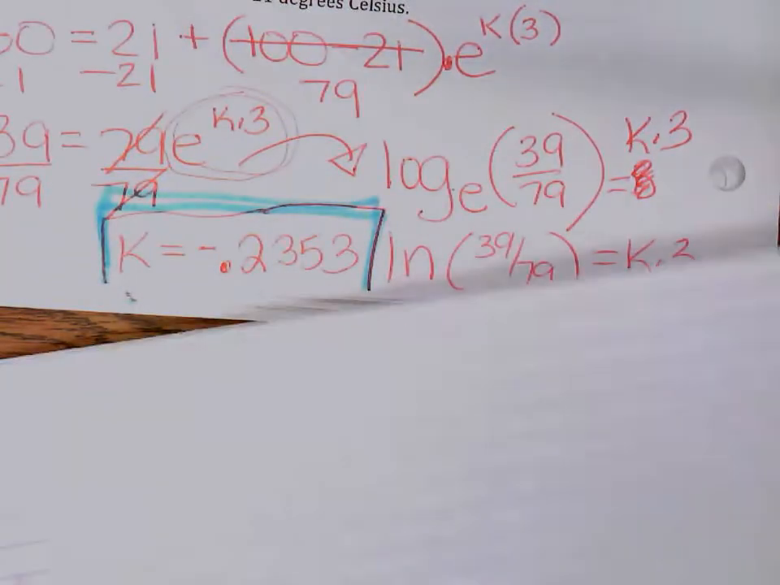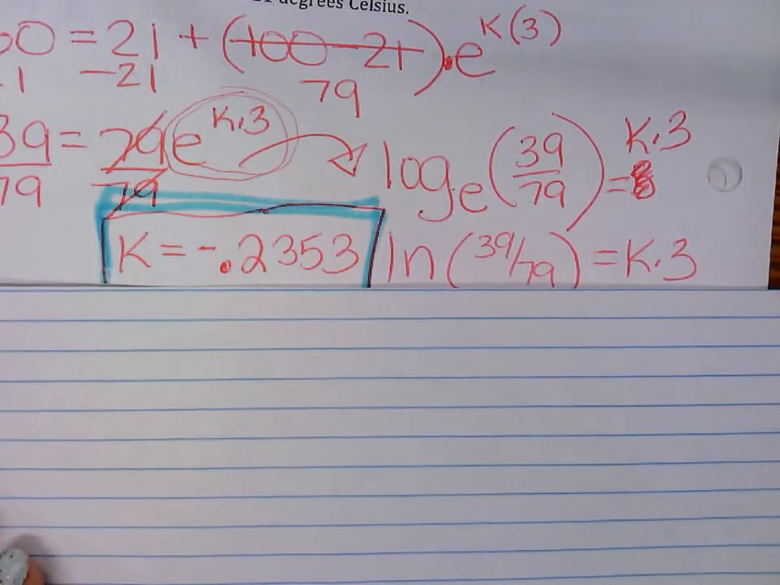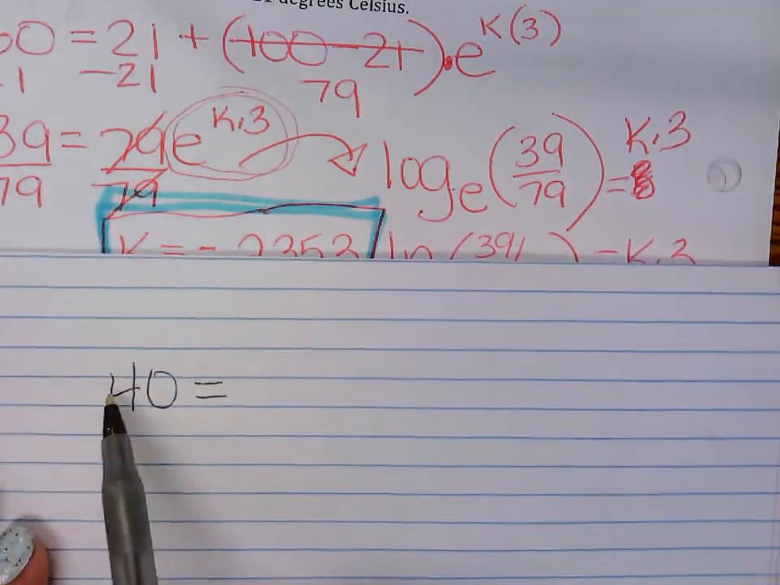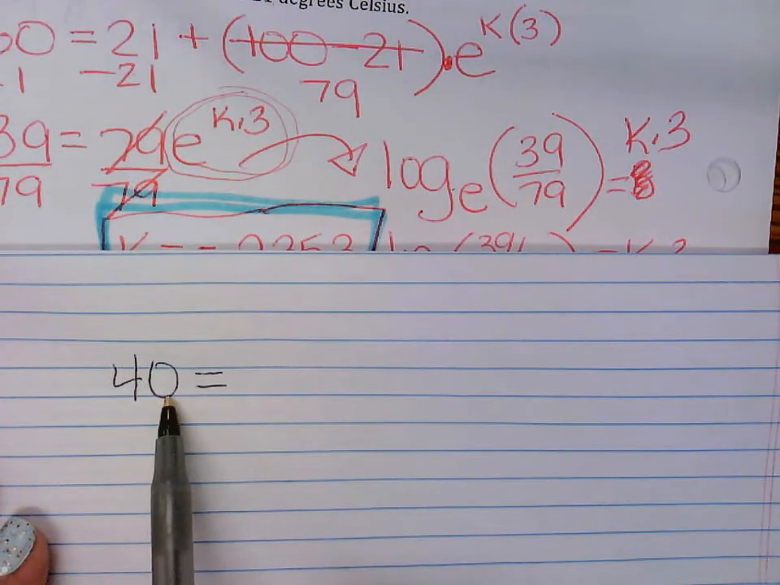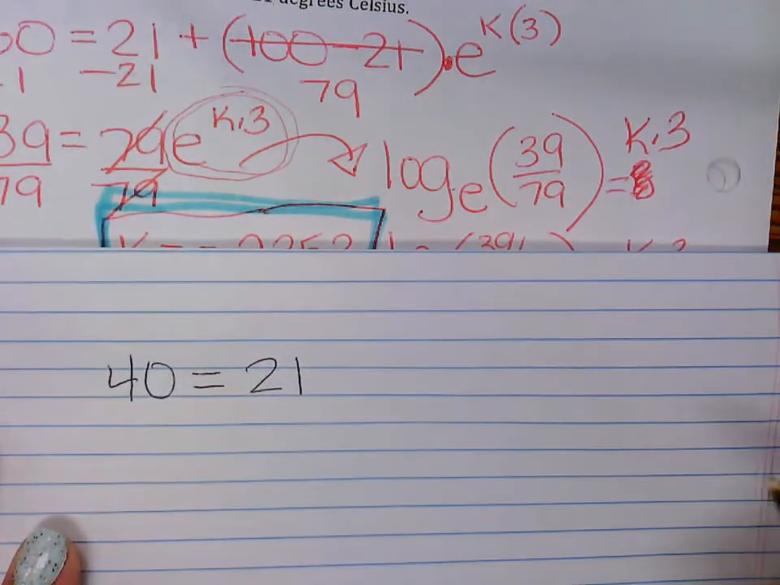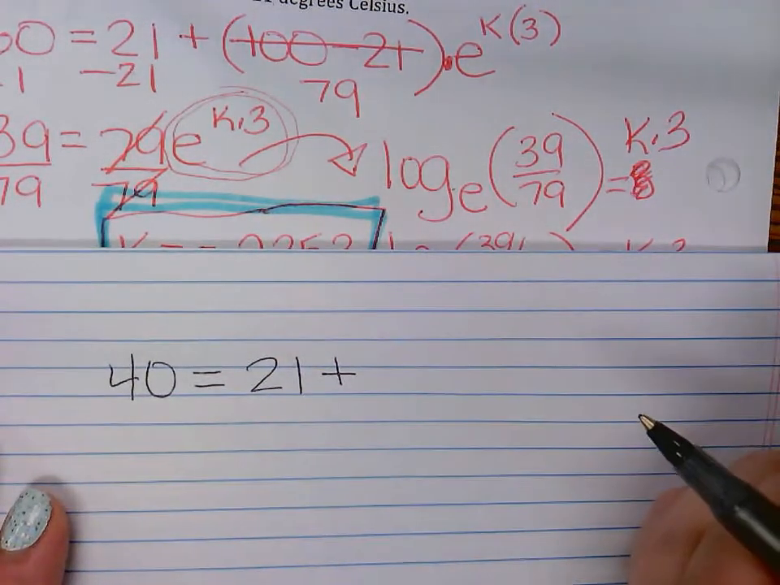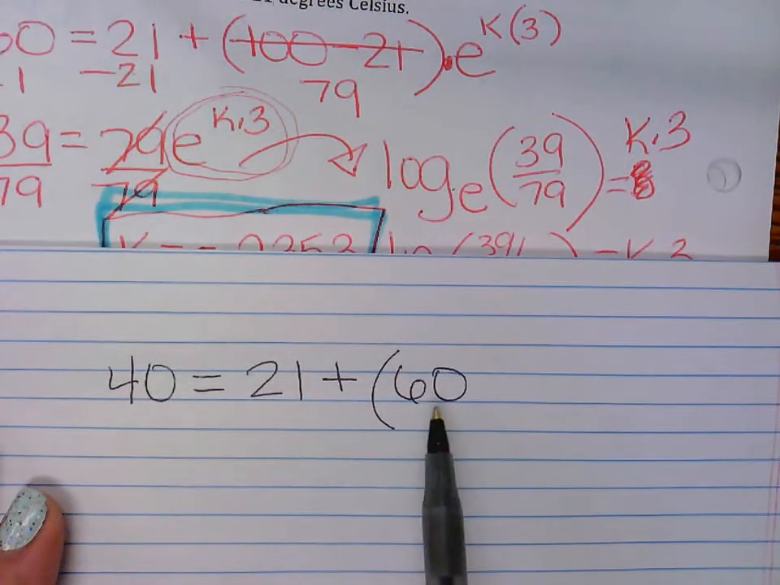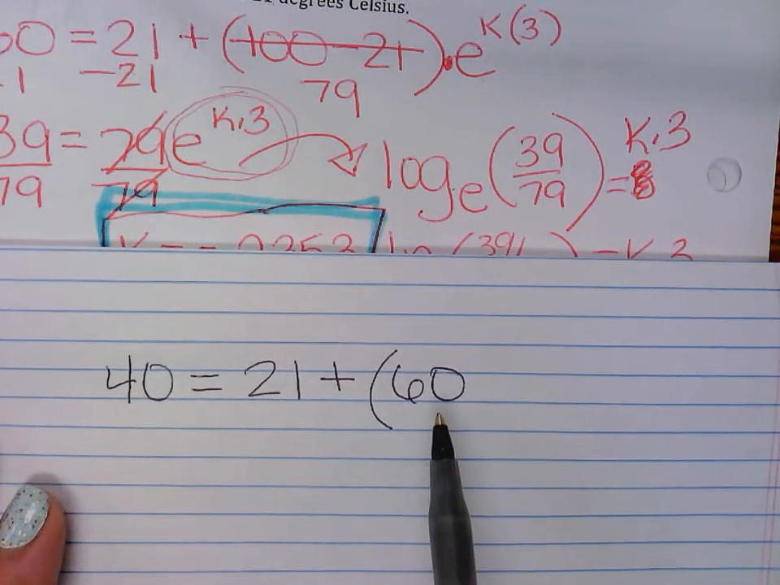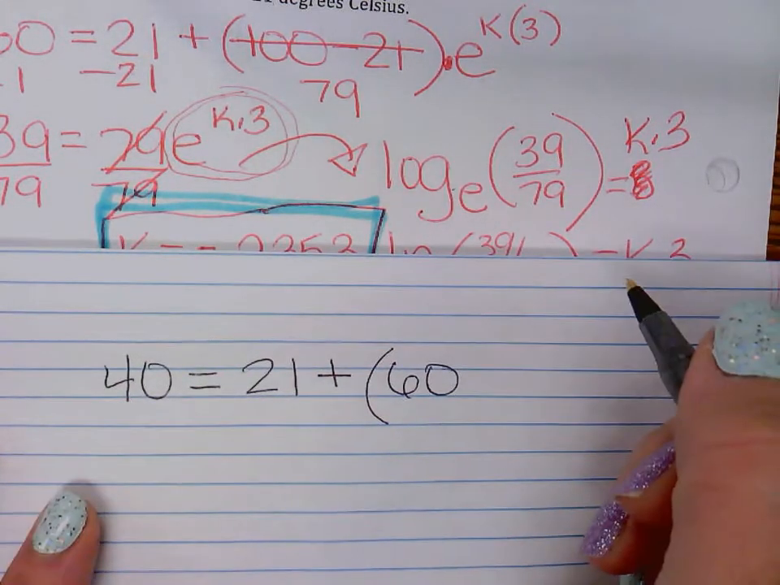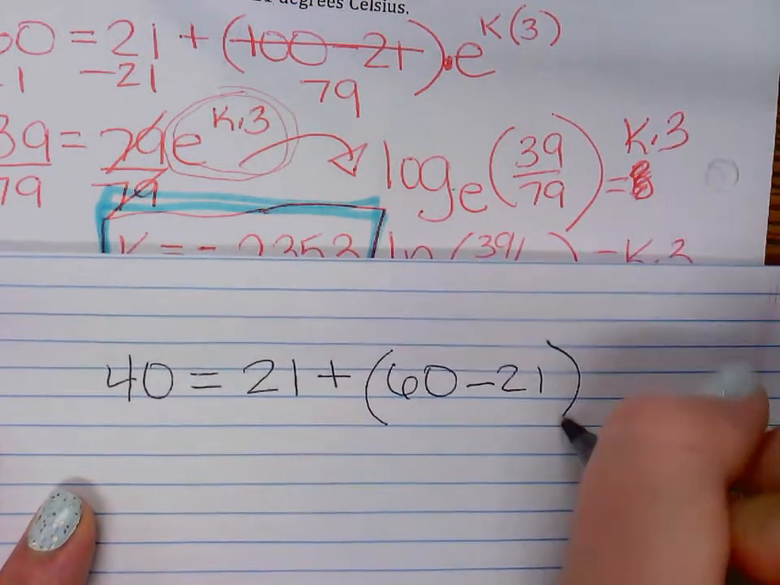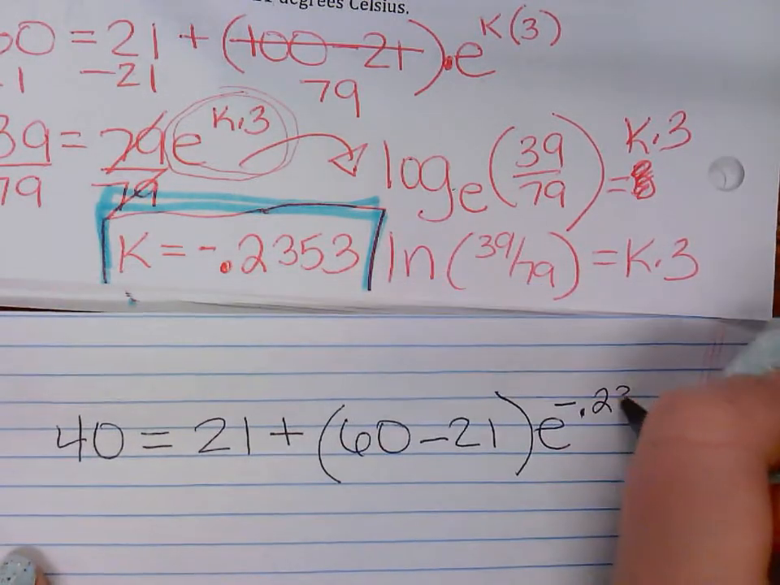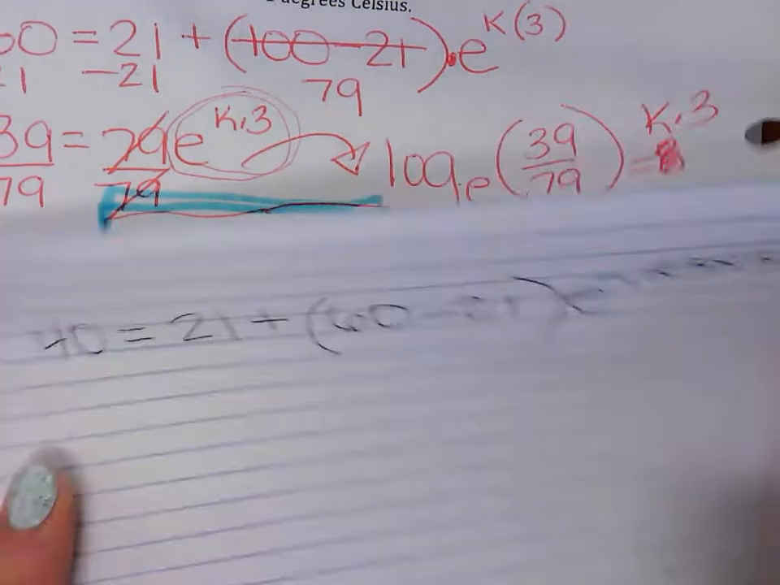What does he want? He wants it to cool to 40 degrees. So he wants his end temperature to be 40 degrees. The room temperature is still 21. It says how much longer should he wait? So it currently is 60 degrees, right? It's cooled to 60. How long should he now wait to get to 40? I put the minus 21 in there, e to the negative 0.2353, and I don't know my time.